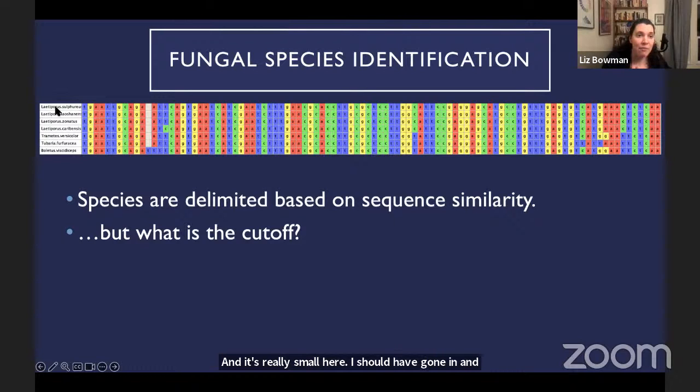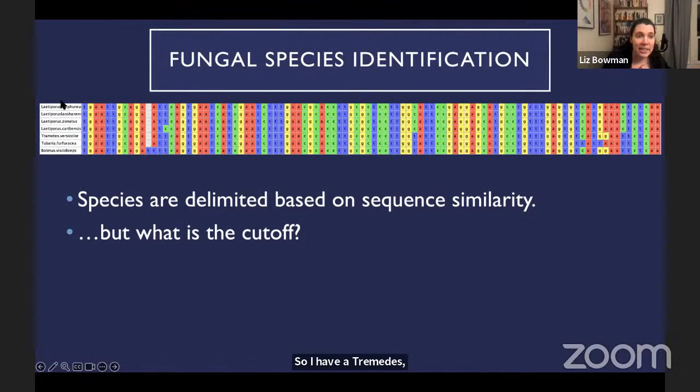But here I have 4 species of Laetiporus. So that's the chicken of the woods genus. This first one is chicken of the woods. And then there's other ones in the same genus, but different species. And then I have some other genera of fungi that are more distantly related. So I have a Trametes, Tuberia, and a Boletus.